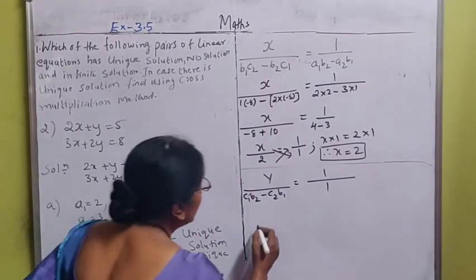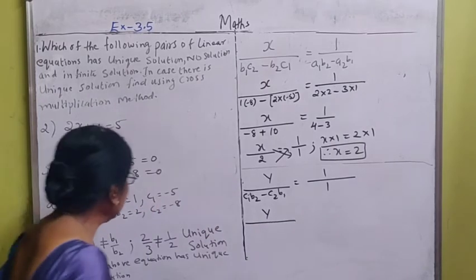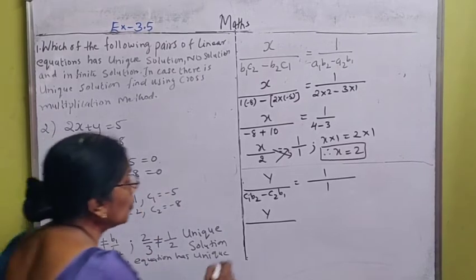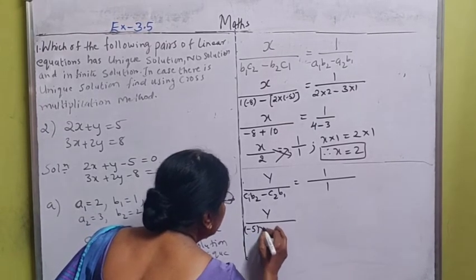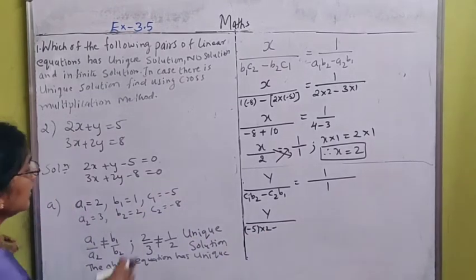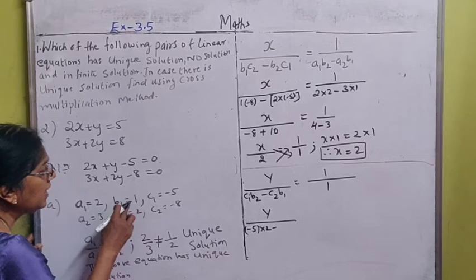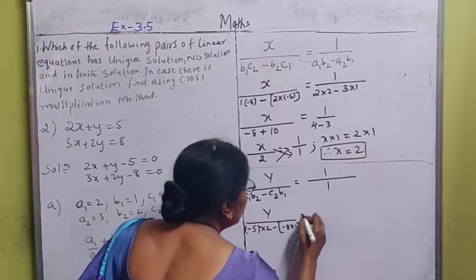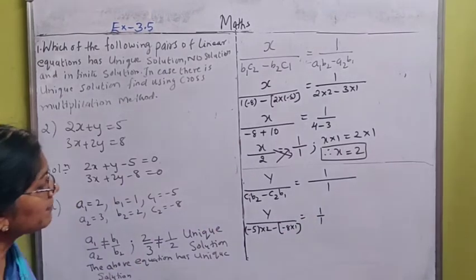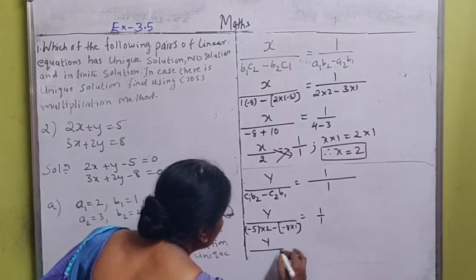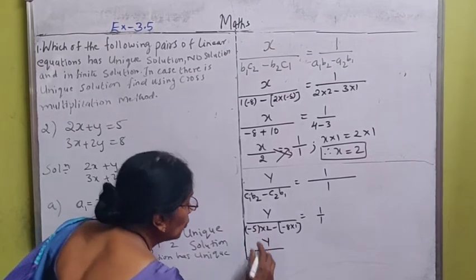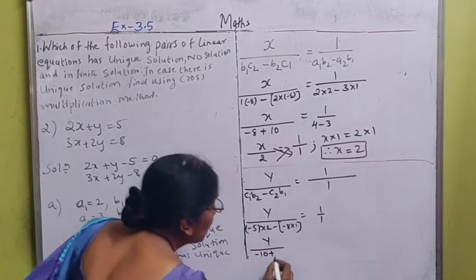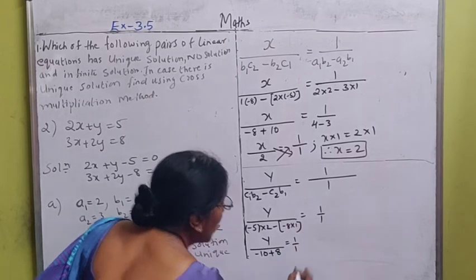Now let us substitute the values. Y divided by C1 B2, minus 5 into 2, minus sign, then C2 B1, minus 8 into 1. So that I will keep it over here, minus 8 into 1 is equal to 1 by 1. Now let us multiply. Y divided by minus 5 into 2 is minus 10. And look here, minus into minus plus, 8 ones are 8, is equal to 1 by 1.